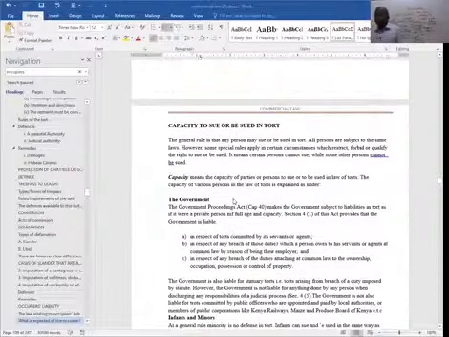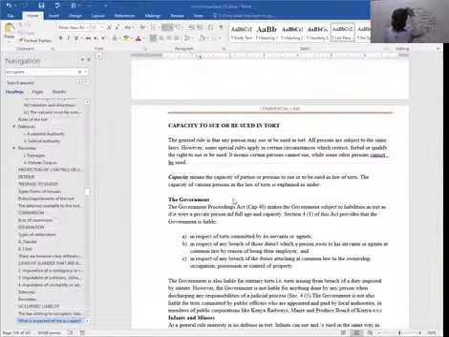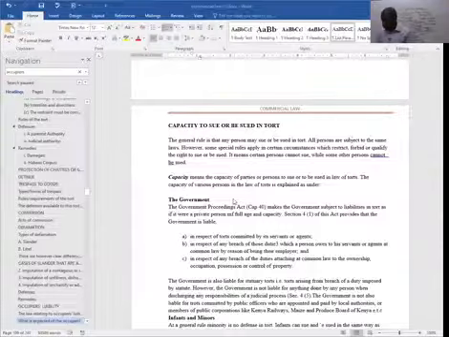So what is the capacity, or who are the people who have the capability of being able to sue or be sued? So you have different persons. You can have the government. Is the government able to sue or not?